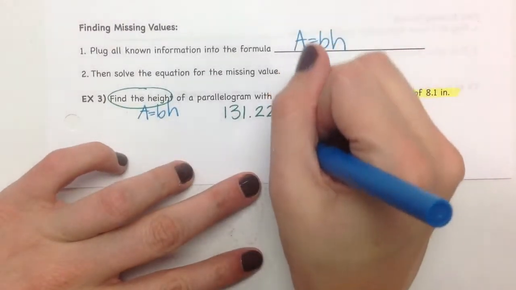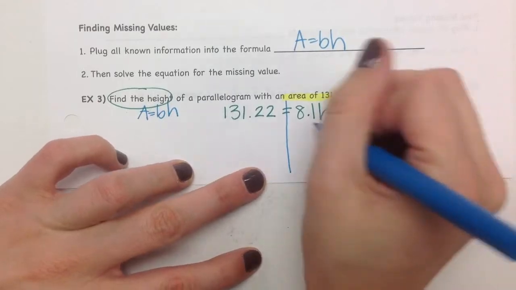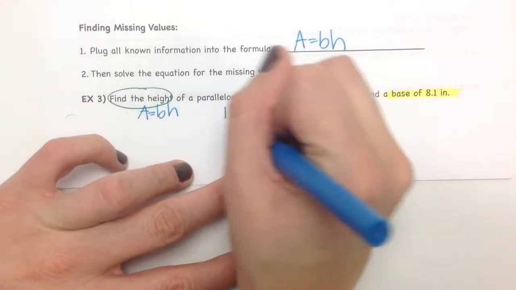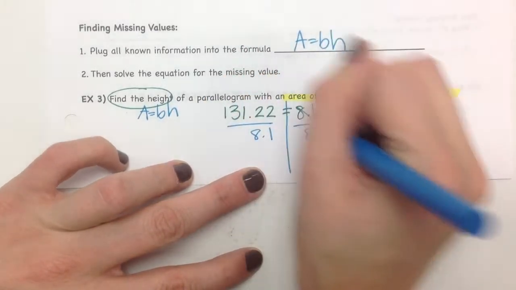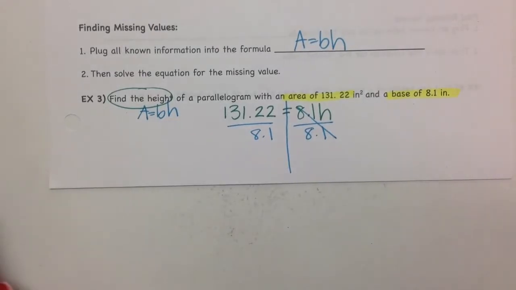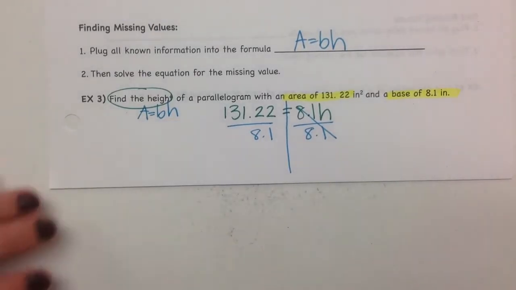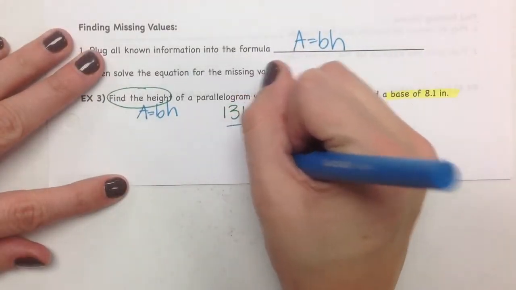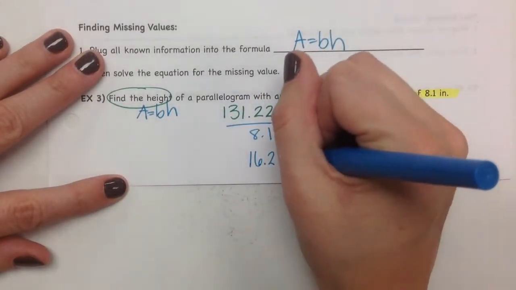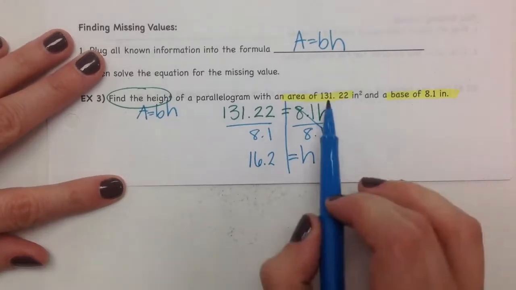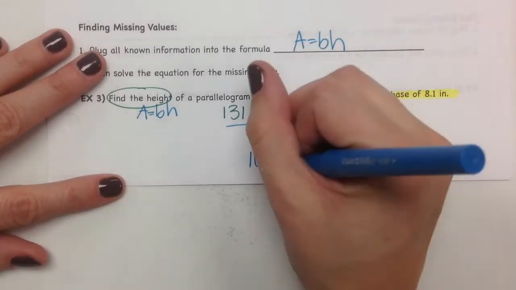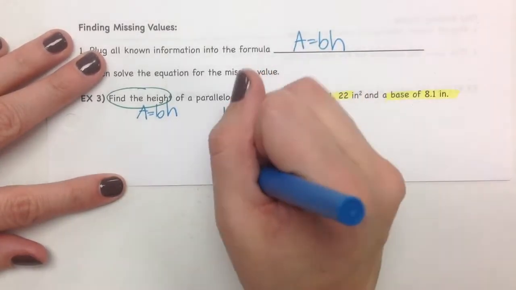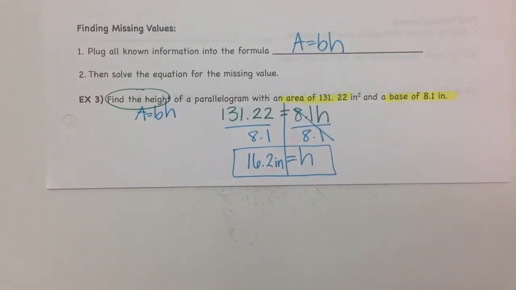Then I want to solve the equation. I look at the side with the variable. It's being multiplied by 8.1. The opposite is to divide by 8.1, and I'm going to show my work as so. Use my calculator. 131 22/100 divided by 8 1/10 is 16 2/10 is my height. But what is my units? We're talking about inches. Height is just inches. It's not inches squared. So it's 16 2/10 inches.